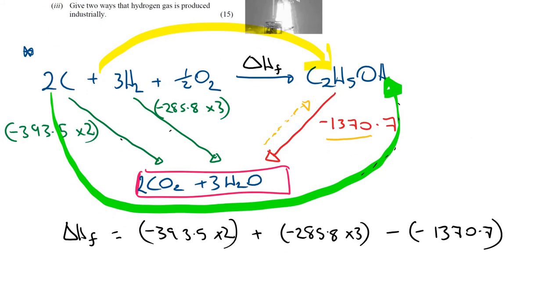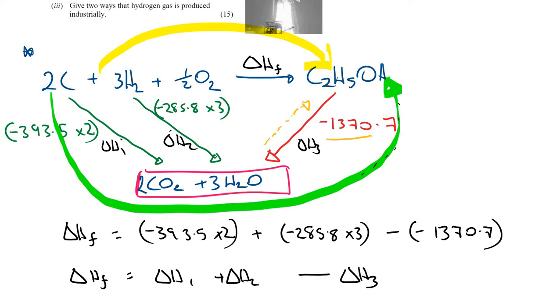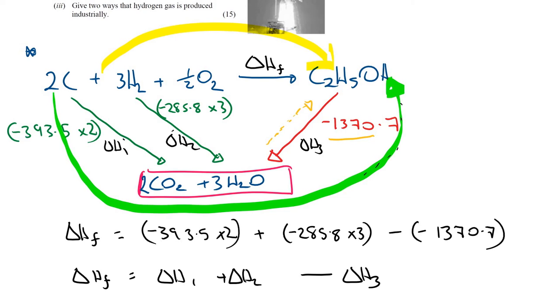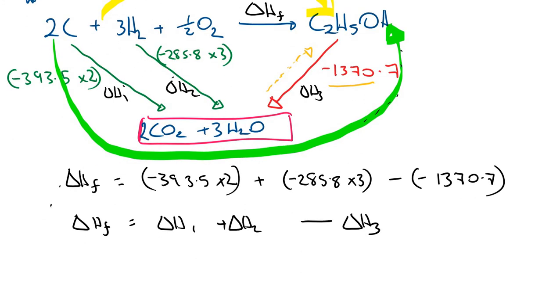Likewise, I could have said that this is delta H1, this is delta H2, and this is delta H3, which are the energy changes, and that delta HF is equal to delta H1 plus delta H2 minus delta H3, because it's going in the wrong direction. So that's the energy change of the reactants minus the products. So essentially what I'll do, and in the Leaving Cert it's probably worth your while, is go through to this step here and write out what each of these figures are.